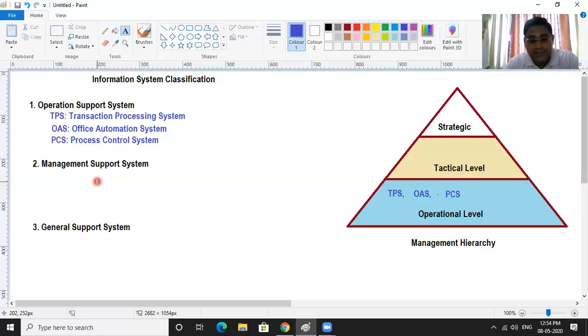So in this scenario, when we have a lot of data, as I have already told you, this is the report generated by IBM, that every day we are creating 2.5 quintillion bytes of data. If we convert it into terabytes, it will be around 25 lakh terabytes of data each day we are producing.